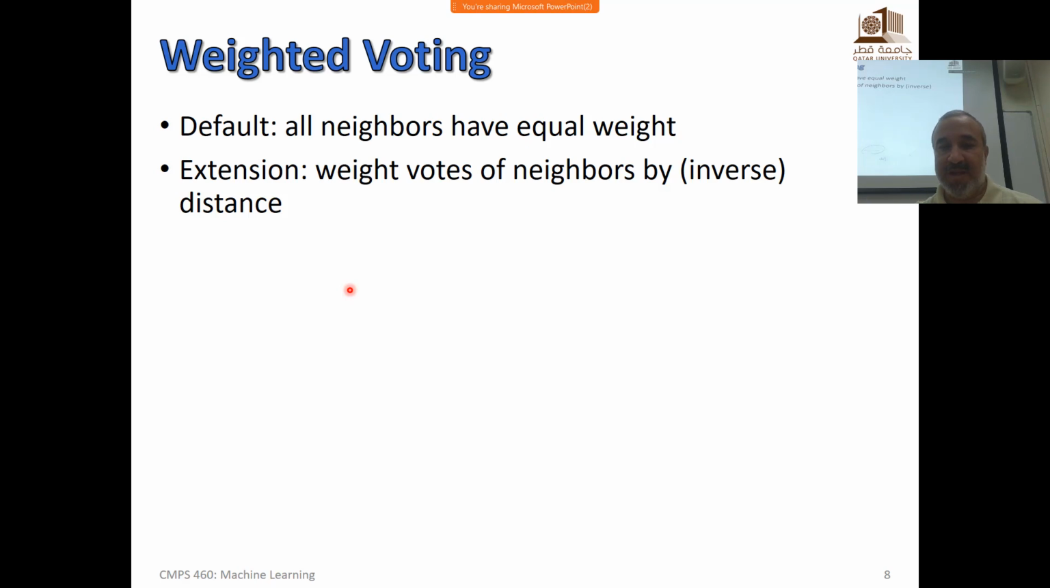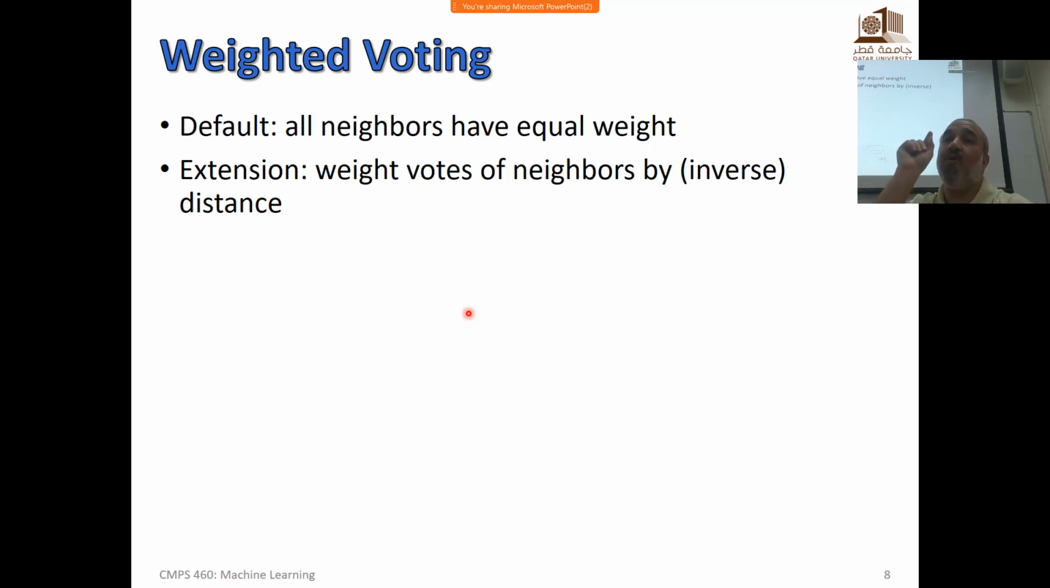For example, let's say that I have k equal to 3, as we saw in the previous lecture. K is equal to 3, so I look at the closest 3. In the closest 3 I found 1 red and 2 green, so I will predict green, right?